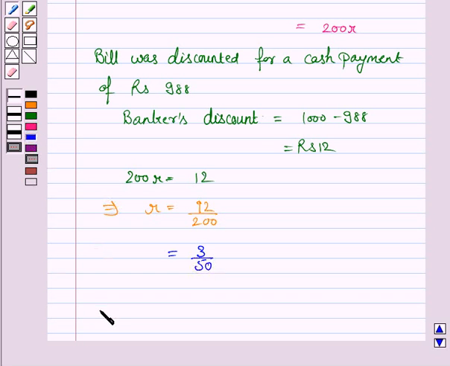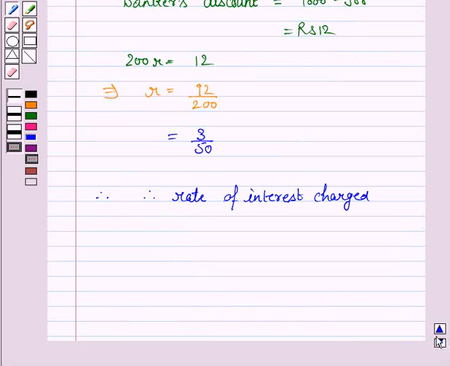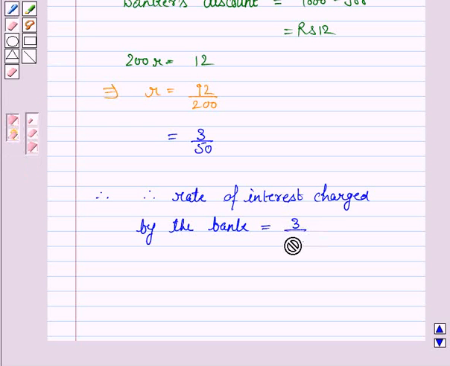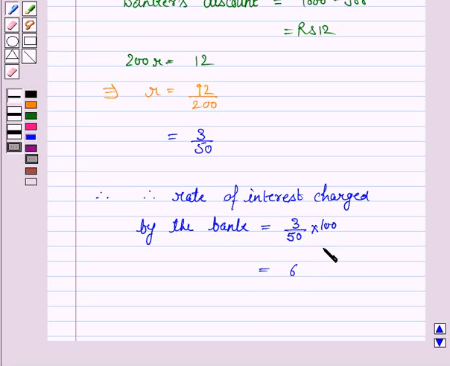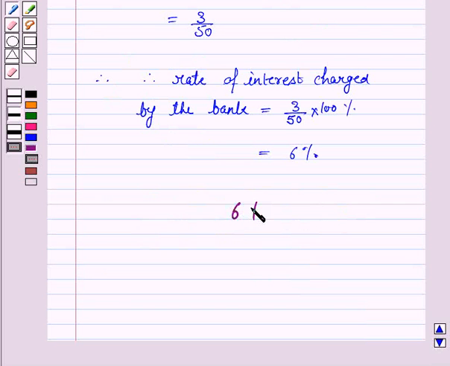Now we have to convert into percentage. So therefore the rate of interest charged by the bank is equal to 3 by 50 into 100, and this is equal to 6%. Hence the answer is 6%.